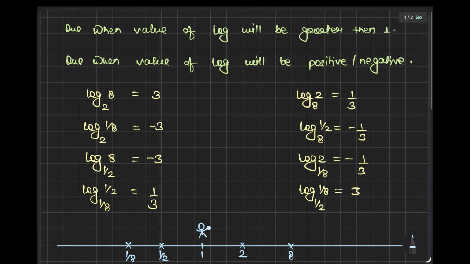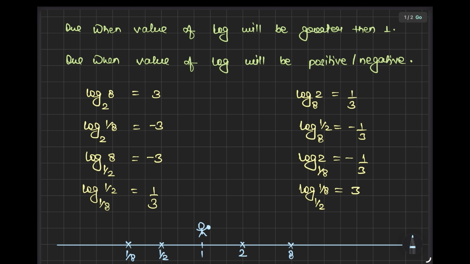I hope these two concepts are clear. The first concept was, if the argument and base lie on the same side, the value of the log will be positive. If you have to calculate whether the value of the log will be greater than 1 or not, you have to move in only one direction. Imagine yourself on the unity place, and if the base comes first, then the value of the log is greater than 1. I hope the idea is clear. If we deal with some more examples, your ideas will become more crystal clear.